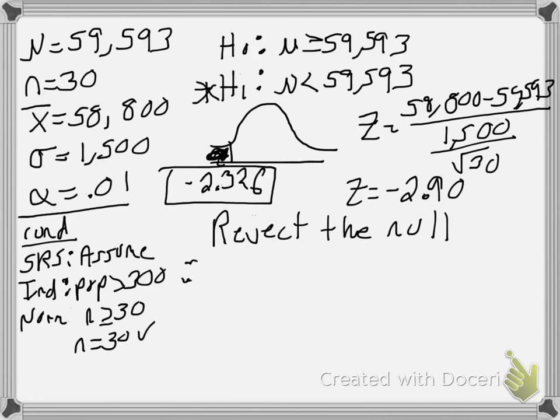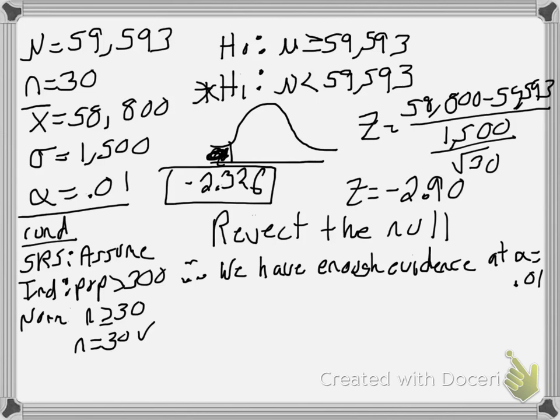Therefore, guys, if you reject, you have enough evidence. Okay, so we're going to start that out. We have enough evidence. Now, at what level do we have enough evidence? At alpha equals 0.01. Now, are we supporting or are we rejecting? Well, again, this is H1, so we are supporting.